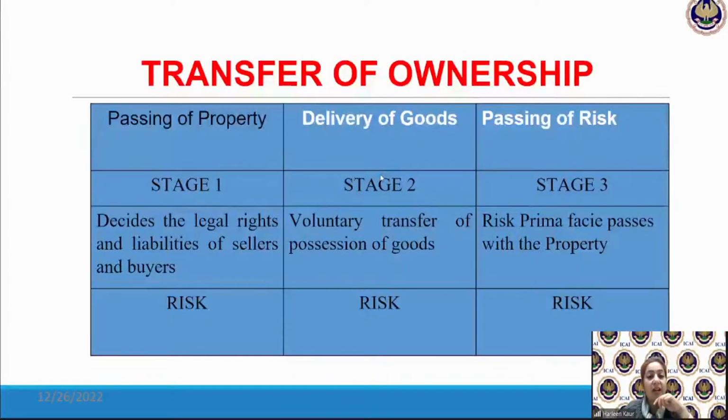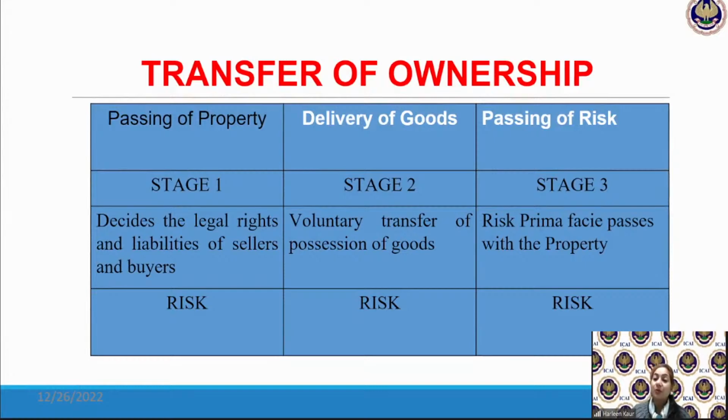So let us first understand transfer of ownership. Children, there are 3 stages in which the transfer of goods from the seller to the buyer happens. The number 1 stage decides the legal rights and liabilities of seller and buyer. With the passing of property, we decide who becomes the owner. Delivery of goods, you all know, is the transferring of the possession of goods, actually physically handing over the goods.